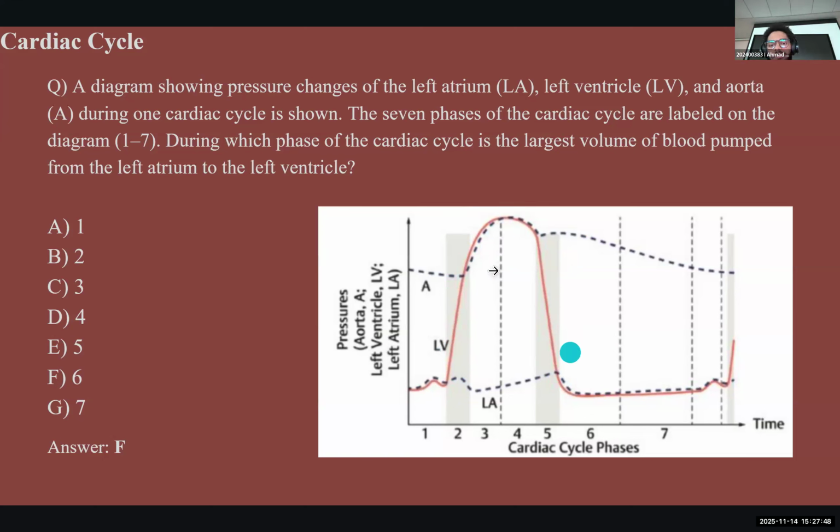So this is the first thing that you should look for. After that, the key point in the question is that the largest volume of blood is being pumped from the left atrium to the left ventricle. And in order for the blood to move from the left atrium to the left ventricle, what must happen? The AV valve must be open.